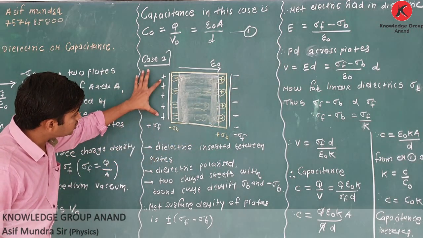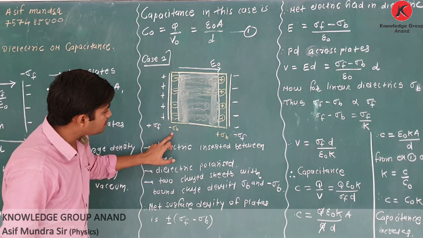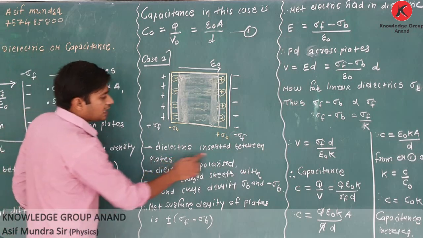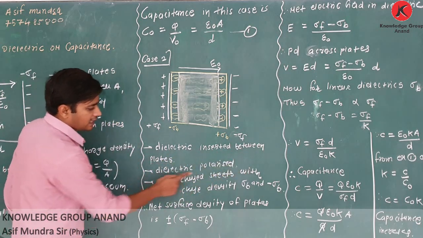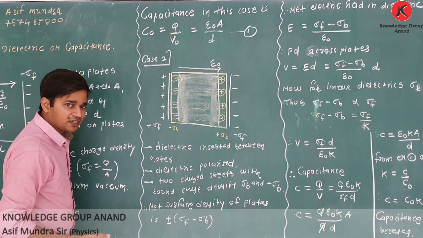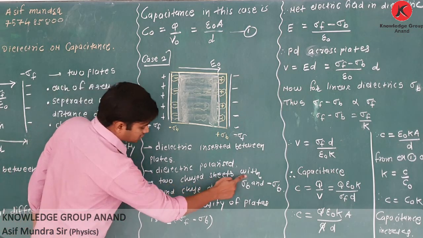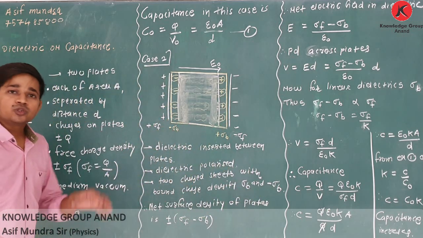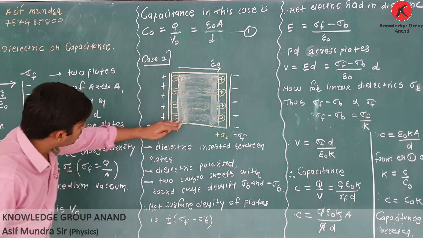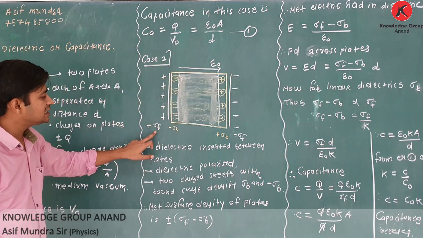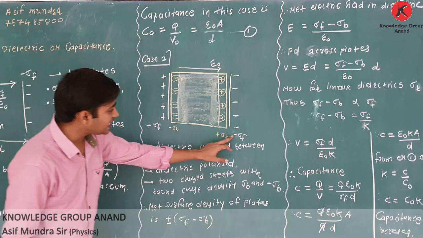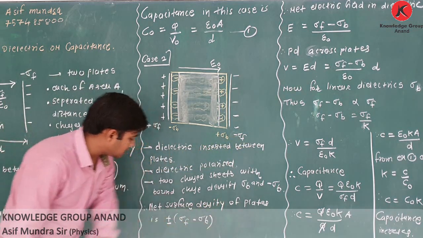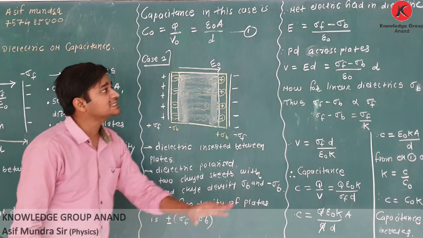Sigma F is the surface charge density on plates, sigma B is the bound charge density in the dielectric. Okay, so the dielectric is inserted between the plates. The dielectric is polarized. Each and every dipole aligns in the direction of the electric field. Two charge sheets with bound charge density sigma B and minus sigma B. Yes. Okay. So now, what is the total charge density this side? Sigma F minus sigma B. This side, minus sigma F plus sigma B. So I can write the net surface charge density of the plate as plus or minus sigma F minus sigma B.